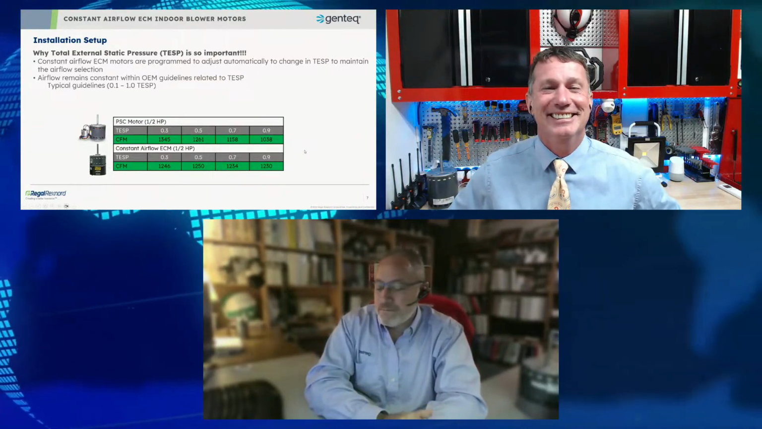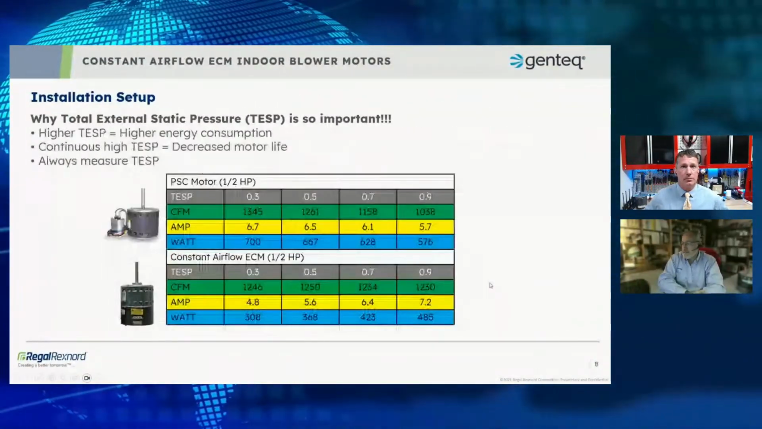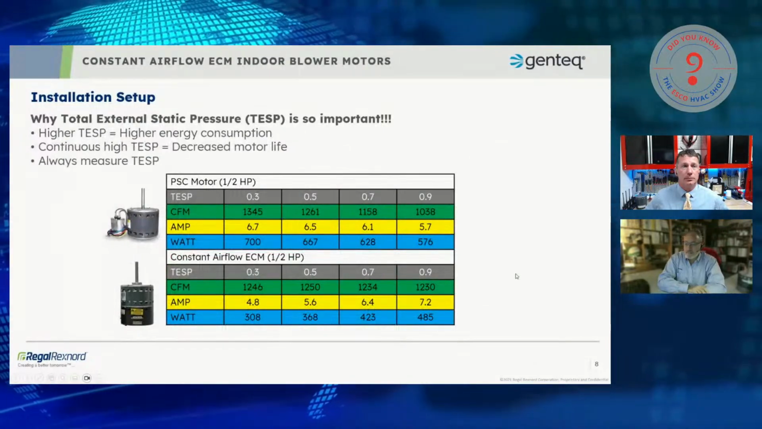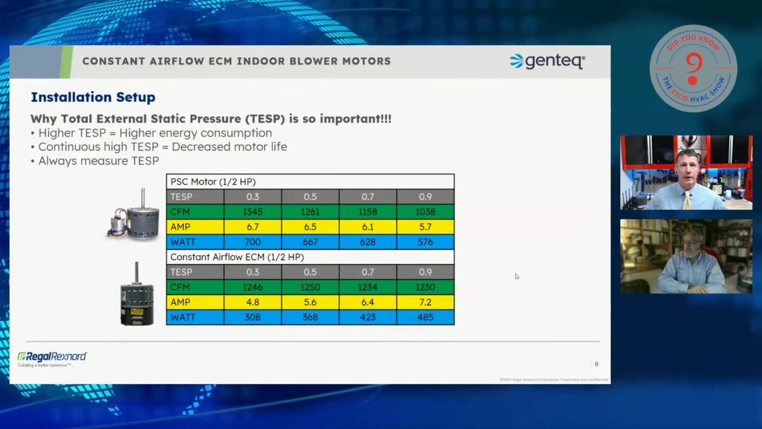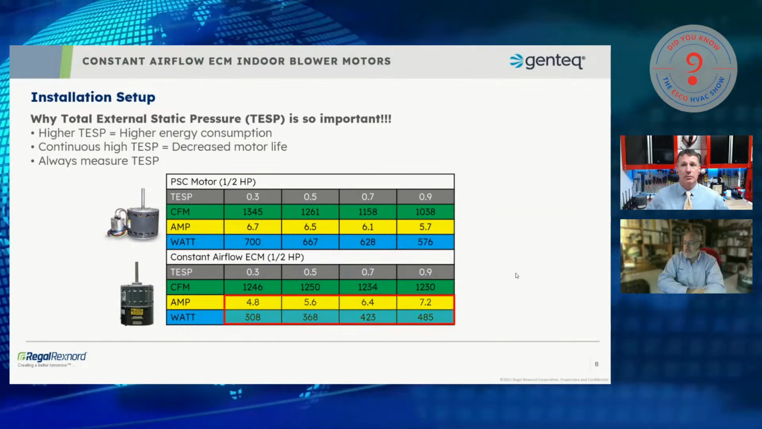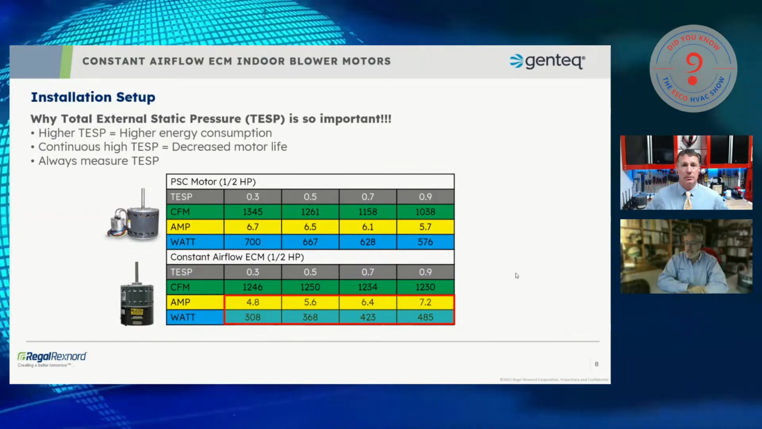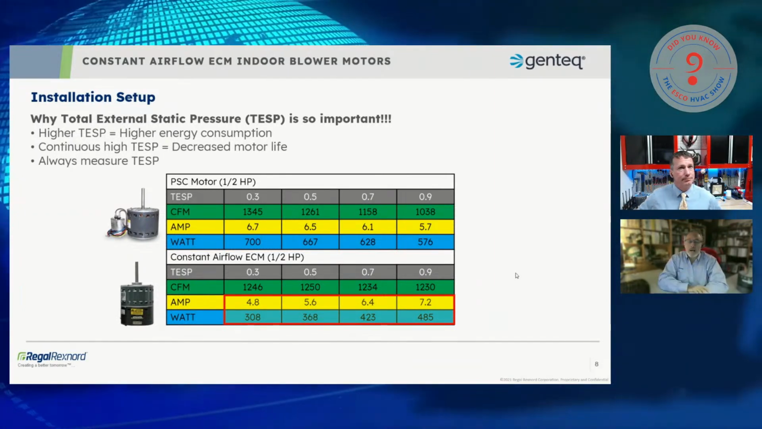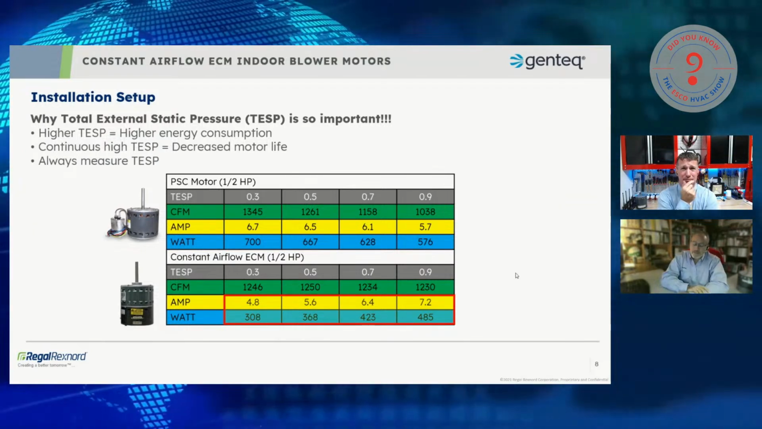So no, all good points, and it brings us up to the next slide, which is where the numbers start to make even more sense when I bring in the amperage and the wattage. Oh, there we go. And now you see the constant airflow motor. Yes, it can make 1200 CFM at 0.9. But it's 2 amps higher than it is at 0.5. That's a lot of extra juice.